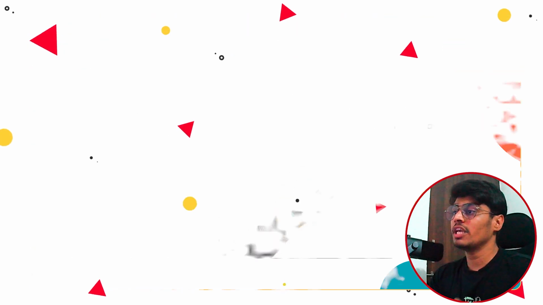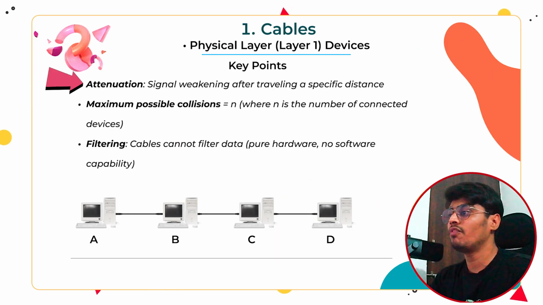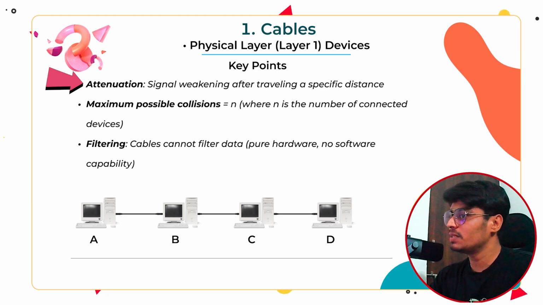Now we are talking about key points of cables. First is attenuation. We have seen that signal weakening after traveling a specific distance is attenuation. Our signal strength is decreasing, this is attenuation.